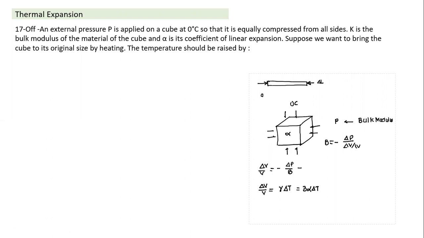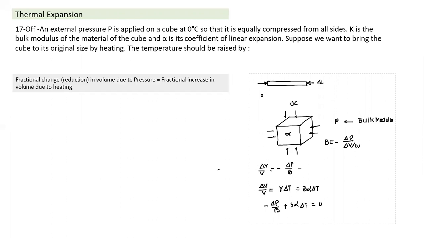Basically, by what temperature should it be raised? See this: the net change in volume has to be 0. So the result of these two is delta P by B plus 3 alpha delta T is equal to 0. You will get the value of delta T. Notice that many of the questions which have come are extremely simple ones. The fractional reduction in volume due to pressure is equal to the fractional increase in volume due to heating. That's all this question is.